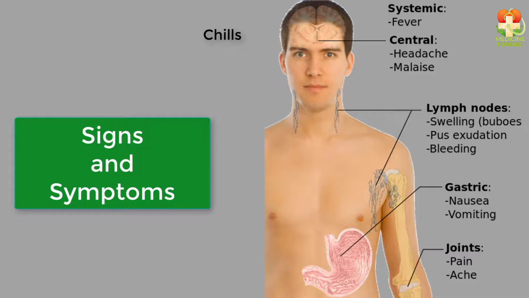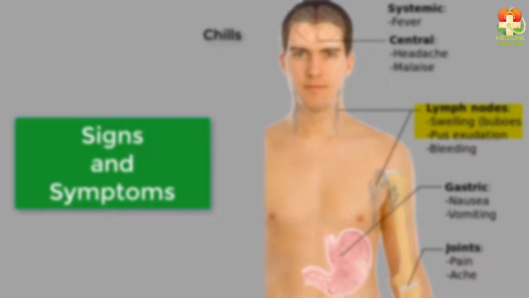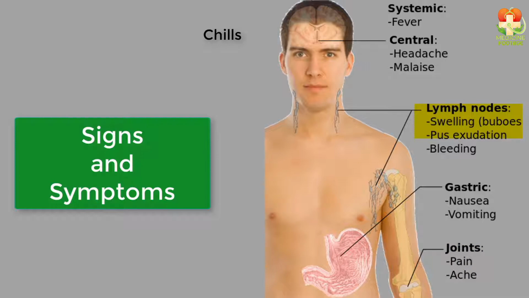Now, let's move on to the signs and symptoms of this disease. What are the signs and symptoms if someone is infected with the bubonic plague? They develop a fever, experience chills, suffer from headaches, and there is significant body pain, fatigue, and muscle aches. Swelling of the lymph nodes also occurs.